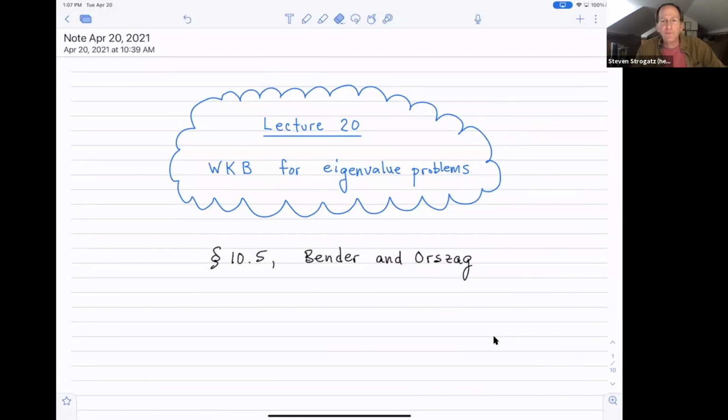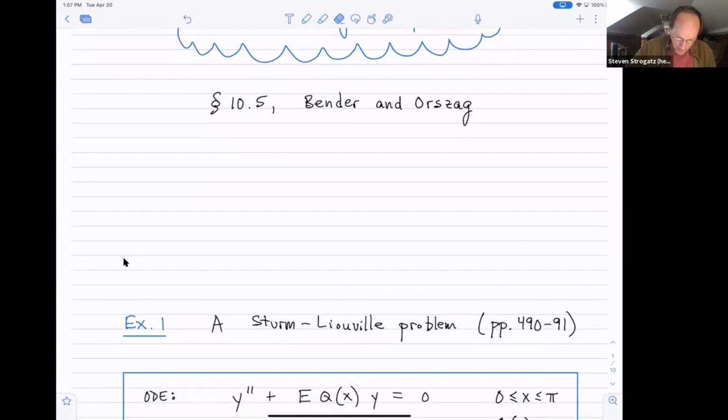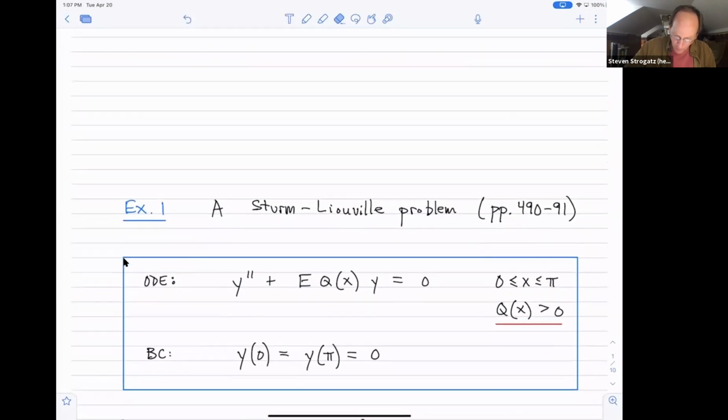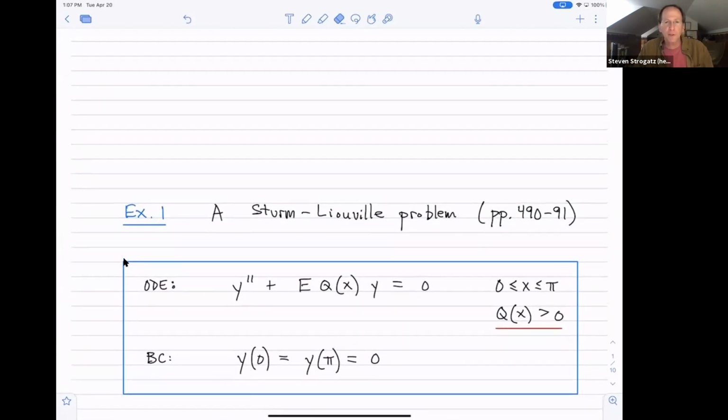All right, so applications of WKB to eigenvalue problems. You can read about this in section 10.5 of Bender and Orszag. So let me begin with something you may have run into in a differential equations course, a concept of a Sturm-Liouville problem. So this is the sort of thing that comes up when you're learning about eigenfunctions of the Laplacian, like maybe you've taken a course where they introduce basic ideas of partial differential equations, and you learn the technique of separation of variables.